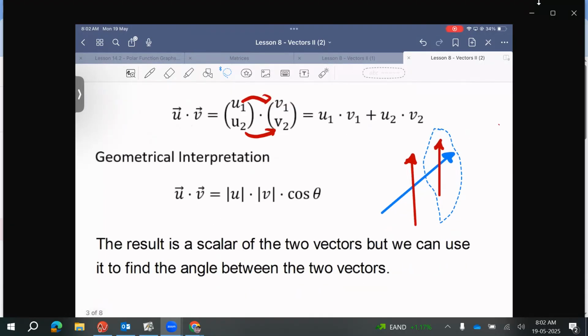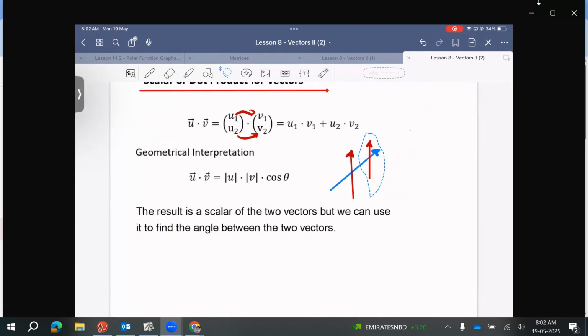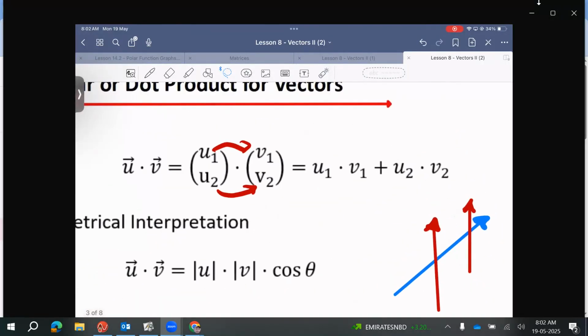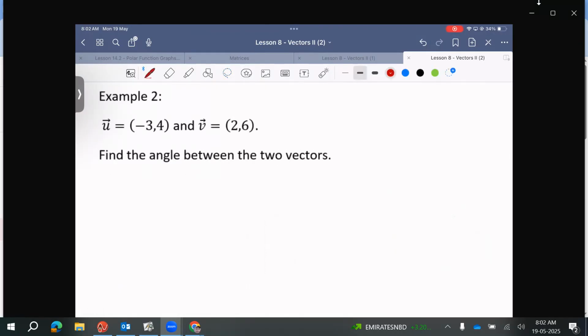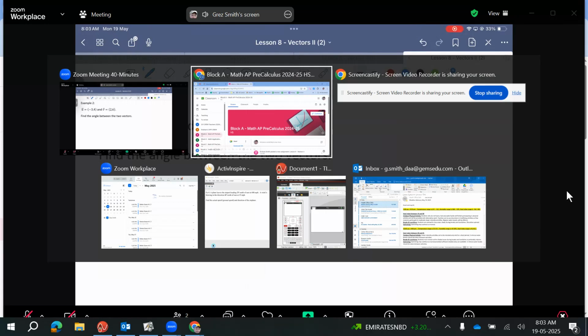Okay, so the result is a scalar of the two vectors, but we can use it also to find the angle between them. So let's have a go at using this formula a little bit. Remember the formulas? We multiply the components and then sum them, or the magnitude of each times the cosine of the angle between them. So here's an example to get started. We have the vector u and the vector v. Find the angle between the two vectors. I'll give you a couple of minutes to have a go at this yourself. I shall come round and make snarky comments to each of you who's not working hard enough.